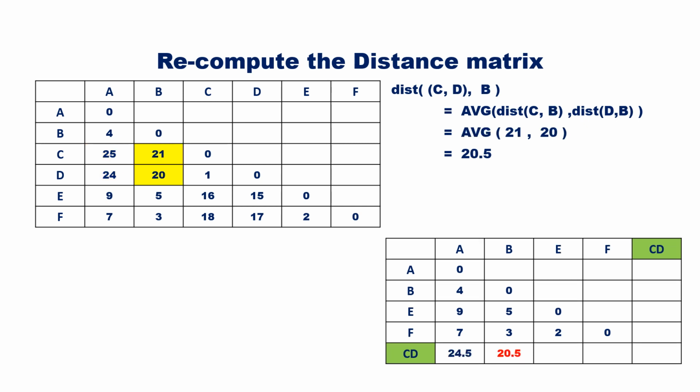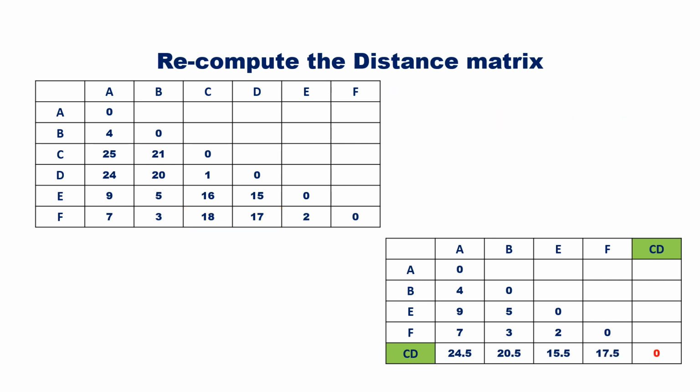Next, compute the distance between CD and B. The distance between C to B is 21 and from D to B is 20. Its average value is 20.5, which is the distance from CD to B. Update the matrix with this new value. Similarly, calculate the distance from CD to E, which is 15.5. The distance from CD to F is 17.5. And from CD to CD is 0.